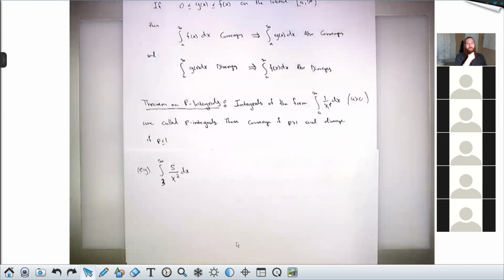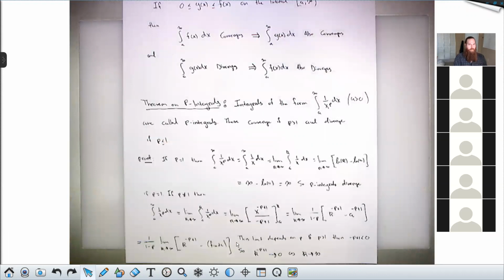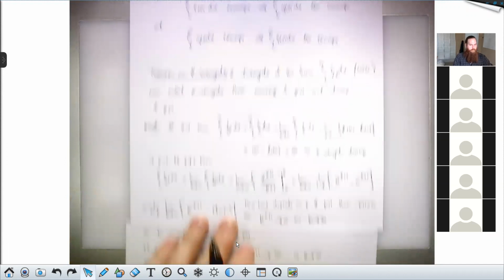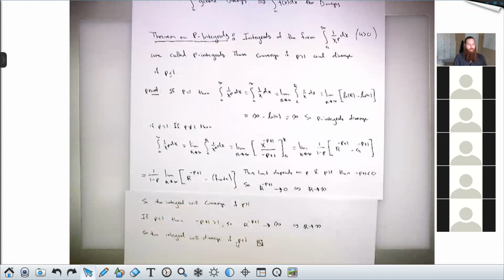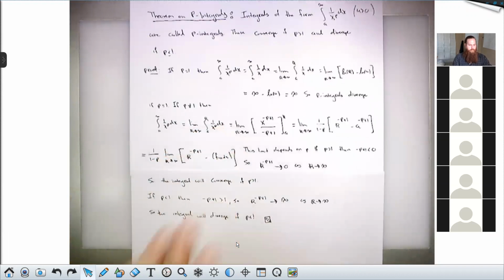I was almost finished writing down the end of the theorem, like the second page of it. Oh, sure. Sorry. I'll zoom in a little bit.